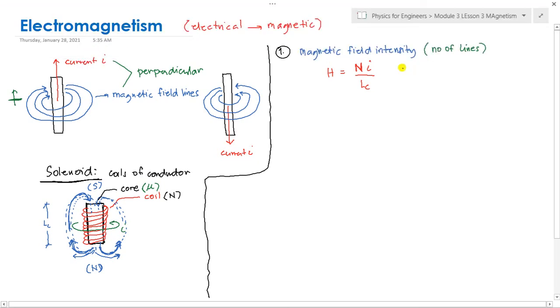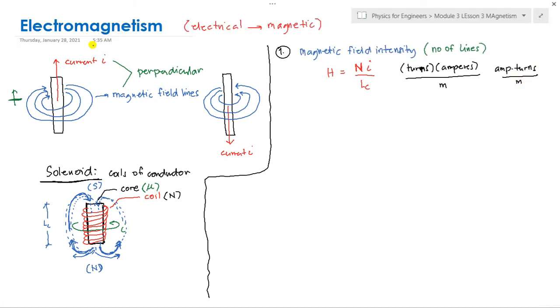Now, unit analysis. N is in turns, the number of turns, multiplied by I. I is current in amperes. Divided by the length, the standard is meter. Therefore, our unit for the magnetic field intensity H is ampere-turns per meter. So remember that.